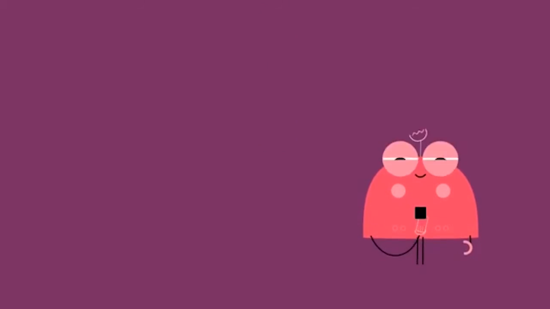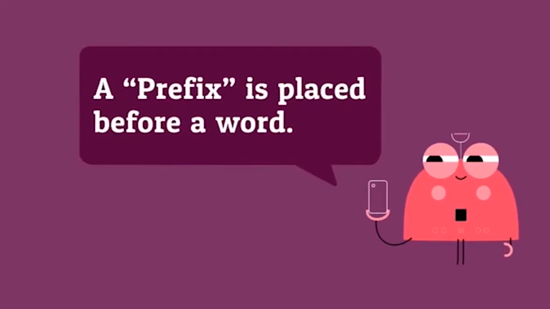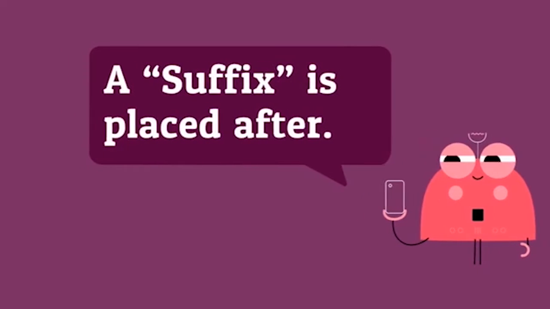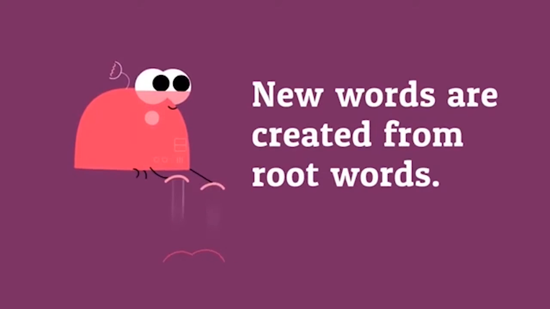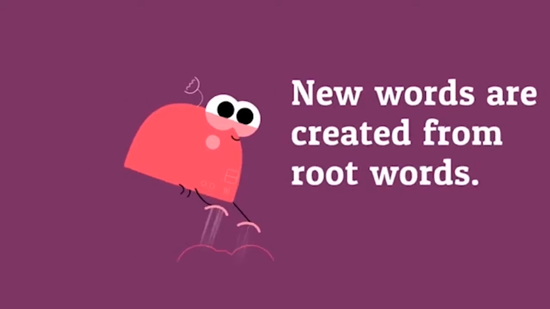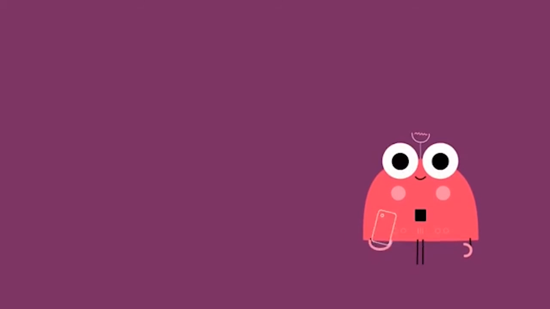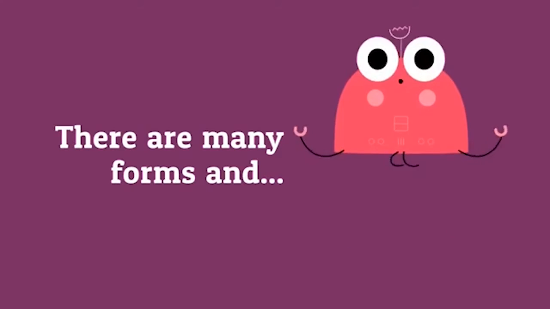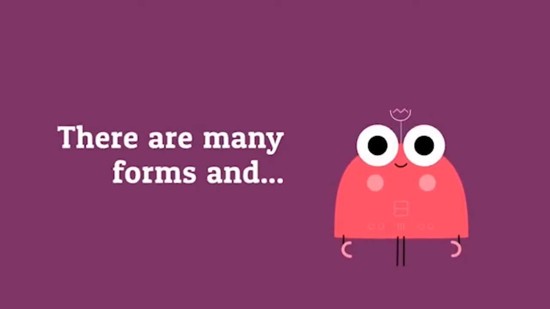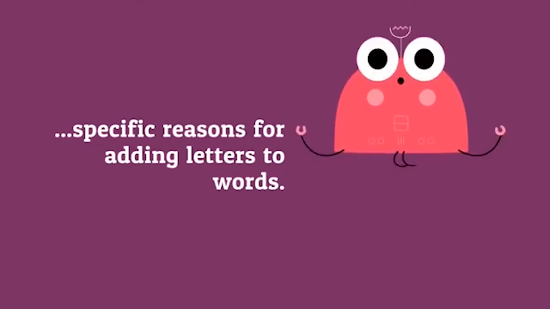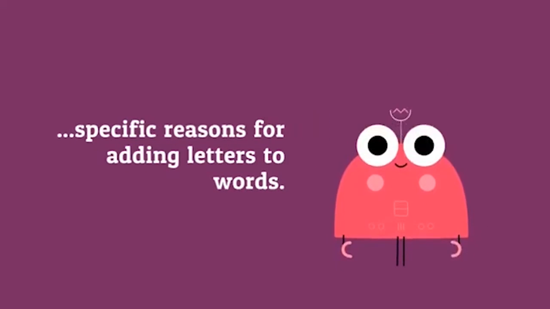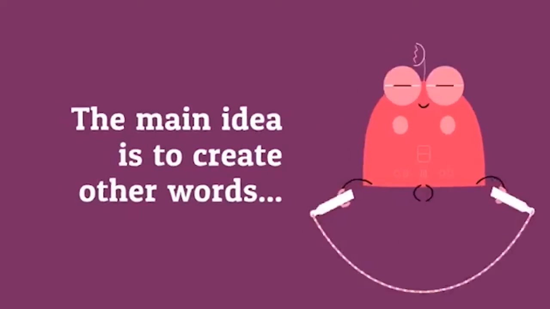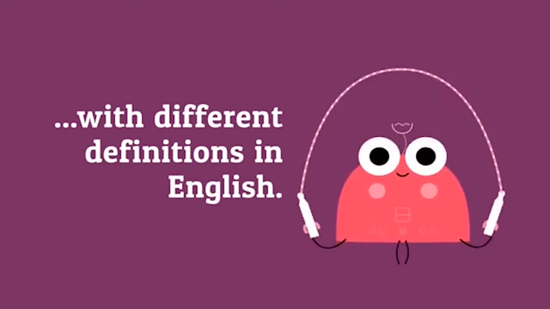A prefix is placed before a word. A suffix is placed after. New words are created from root words. Many words have a prefix and suffix. There are many forms and specific reasons for adding letters to words. The main idea is to create other words with different definitions in English.